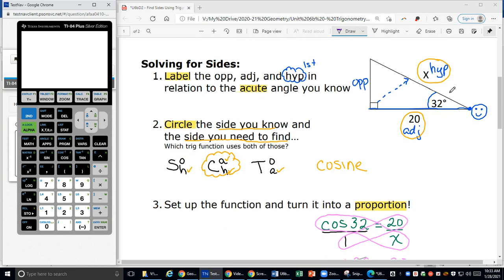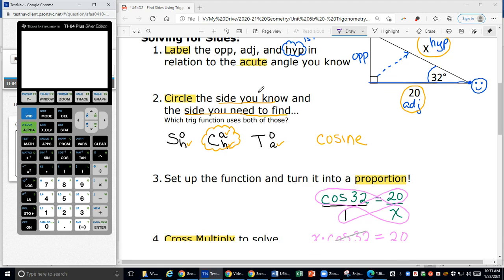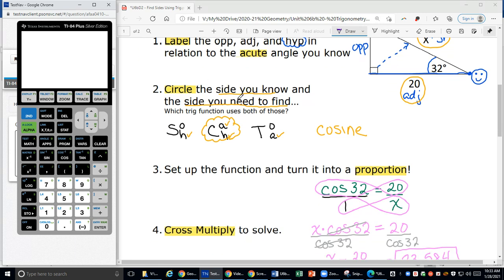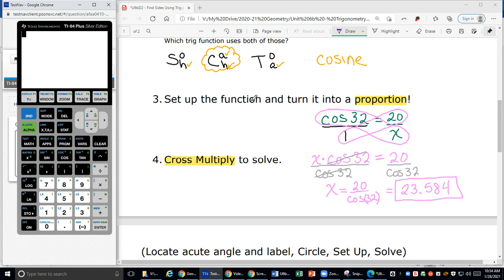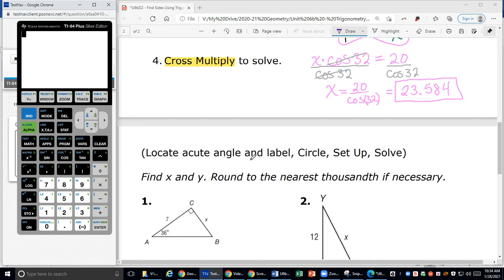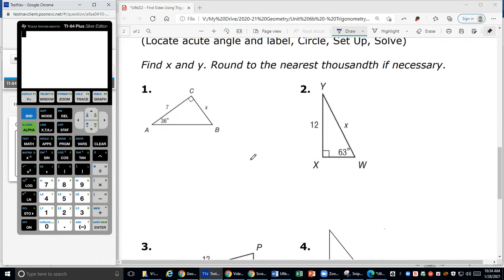Remember our 4 steps to solving for a missing side when you have a right triangle: label your opposite, adjacent, and hypotenuse in relation to your acute angle that we know. Circle the side we know and the side we want to find so that we can figure out which trig function we're going to use. And then we're going to set up the function and turn it into a proportion by putting the trig side over 1 so that we can cross multiply to solve. Okay? So let's look at these practice problems.